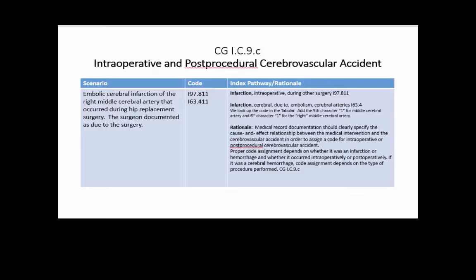Just a note here, in your guideline, the medical record documentation should clearly specify the cause and effect relationship, which it did in our scenario. The surgeon documented that the cerebral infarct was due to the hip replacement surgery. You're not going to always have that, so you may not be coding it. You cannot assume it. You also notice the proper code assignment depends on whether it was an infarct or a hemorrhage. So be careful when choosing those codes, because your code assignment is going to depend on the type of procedure performed.